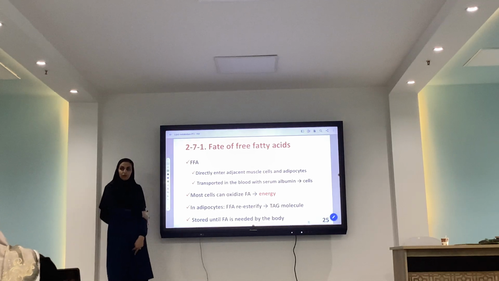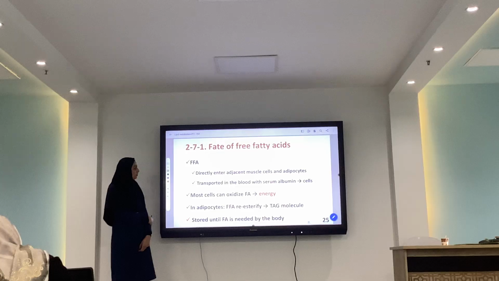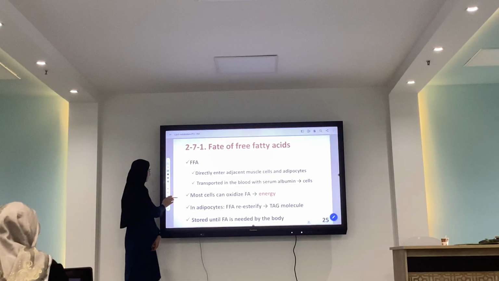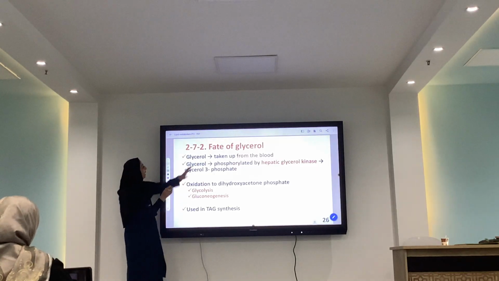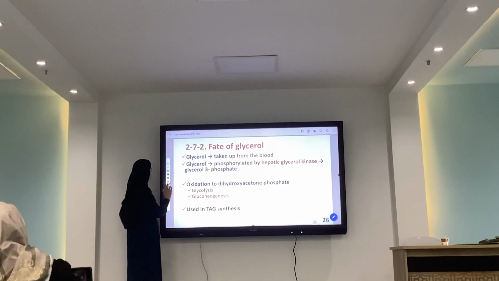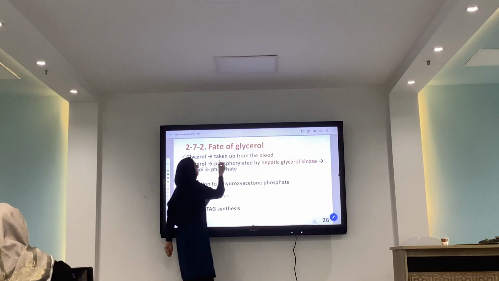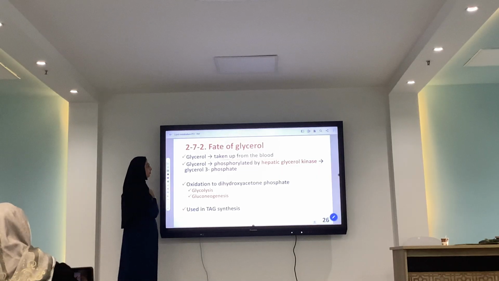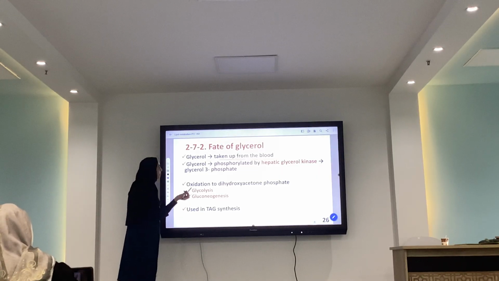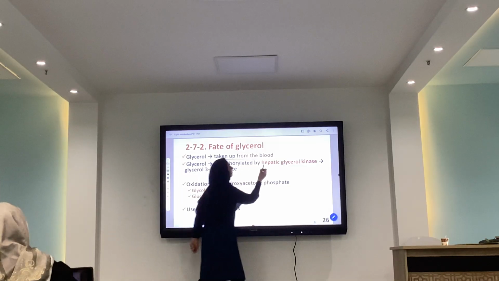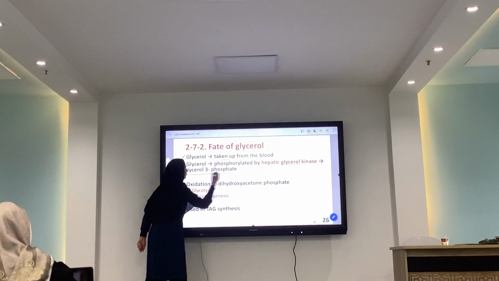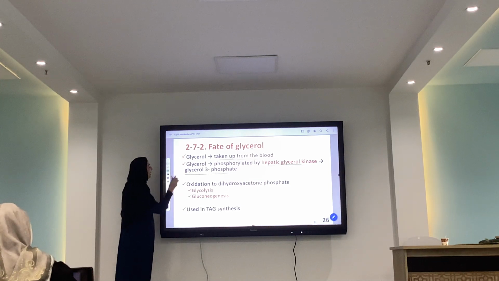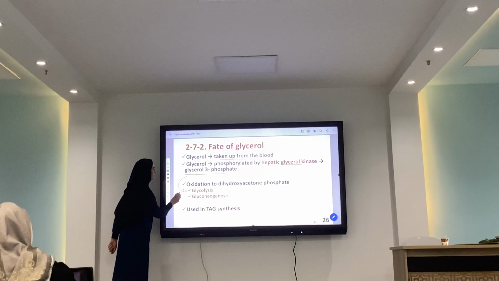We had a point of disagreement about when fatty acid is stored. This was related to free fatty acid. What is happening to glycerol? Glycerol that I told you is taken up from the blood, and it may go to the liver and be converted by glycerol kinase to glycerol triphosphate. Now it can enter glycolysis and enter gluconeogenesis.